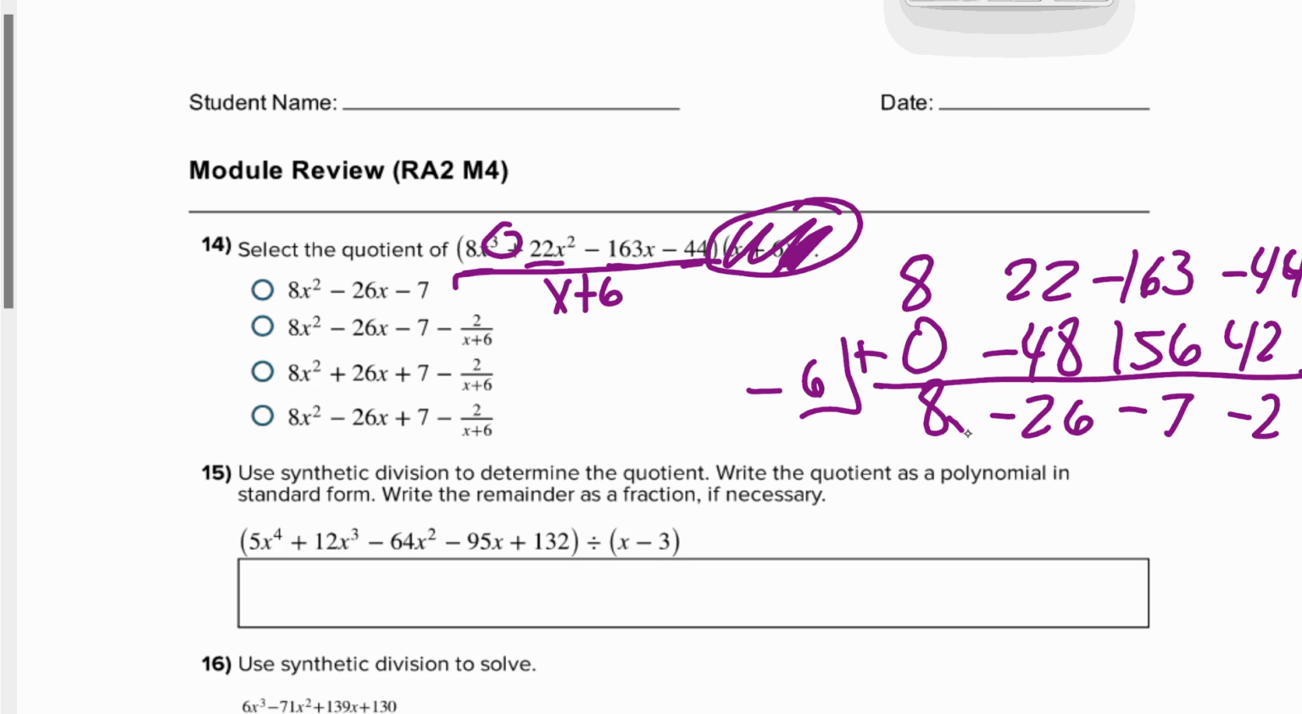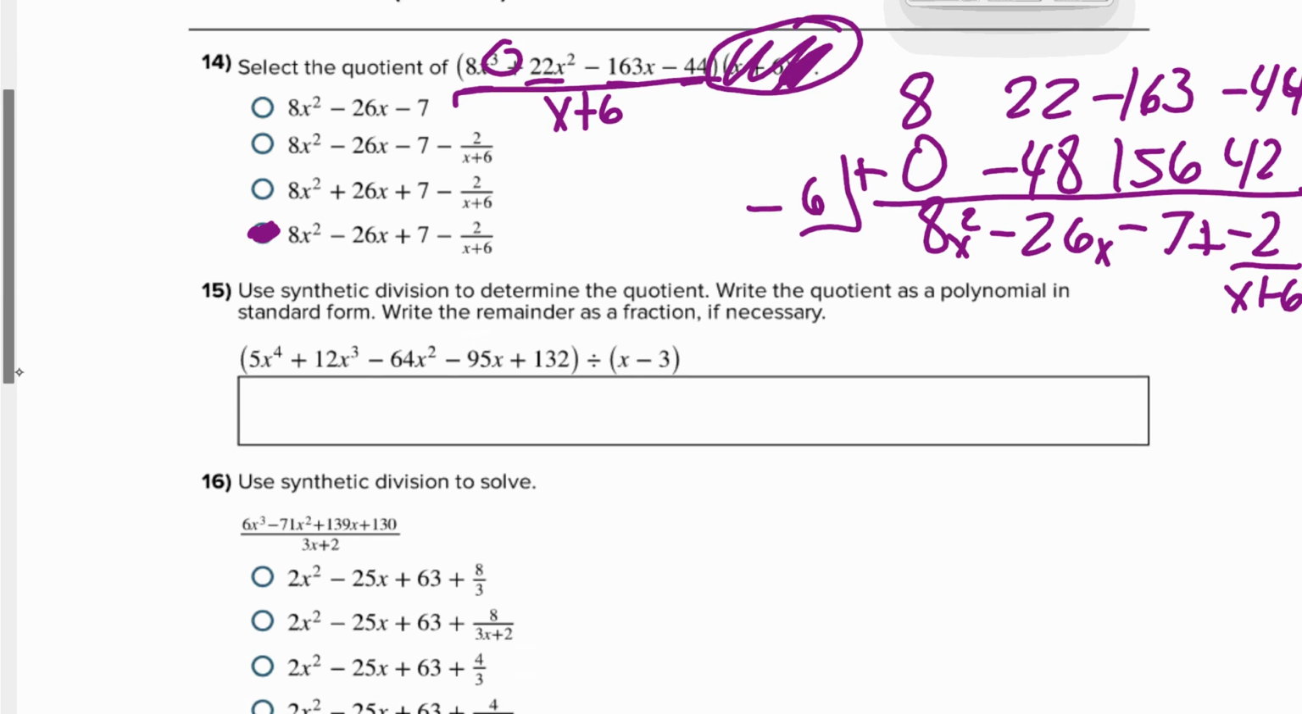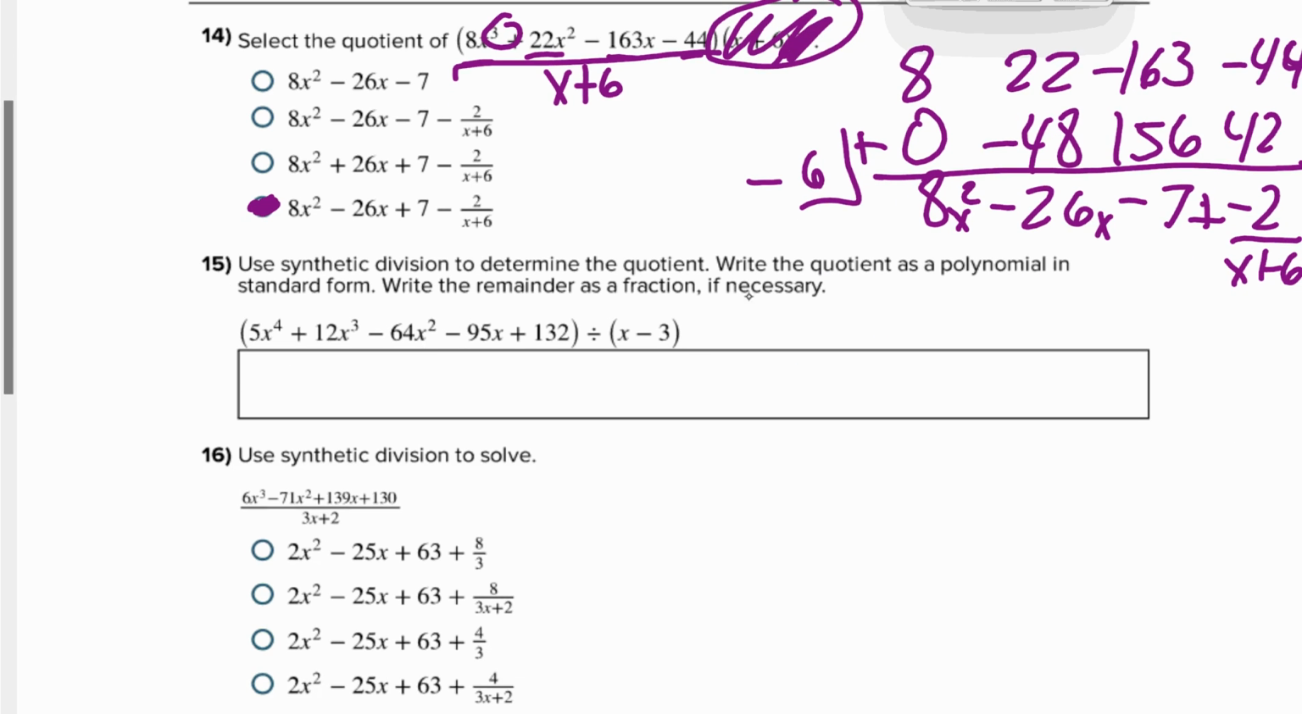We start out with an x cubed, so that means this is an x squared. This is an x, that's our constant. And then this is our remainder over what we divided by, x plus 6. And so that one, those look very similar. Oh, that's a negative 26 and not a positive. There we go.